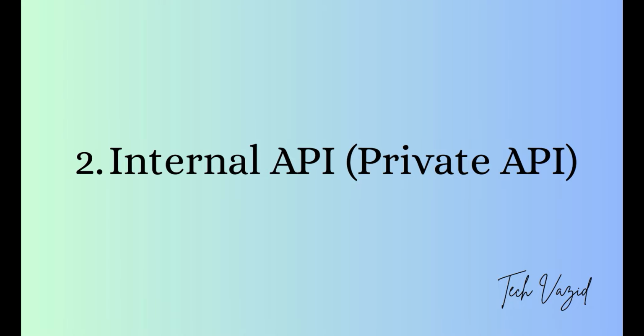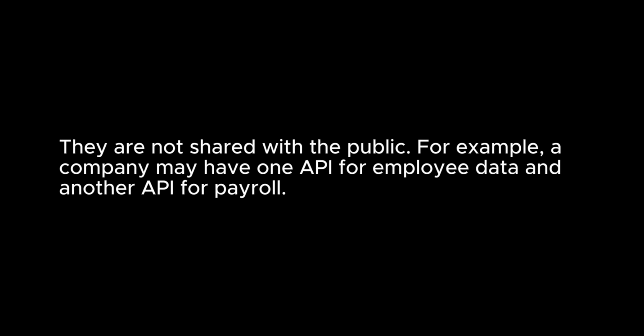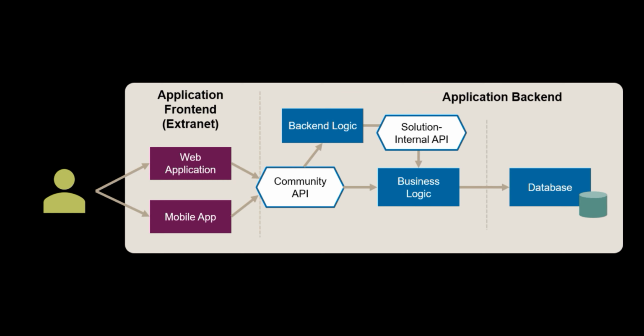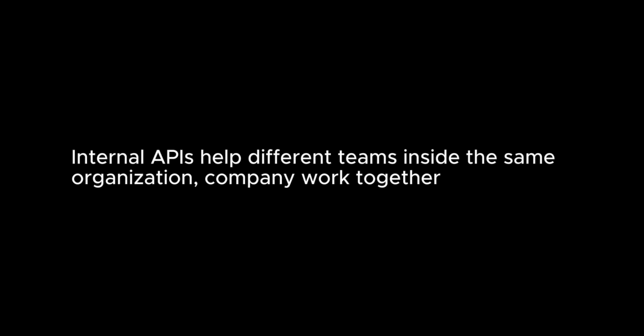The second type is Internal API, also called Private API. These APIs are used inside a company only. They are not shared with the public. For example, a company may have one API for employee data and another API for payroll. Internal APIs help different teams inside the same company work together.